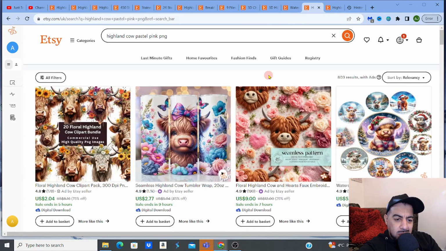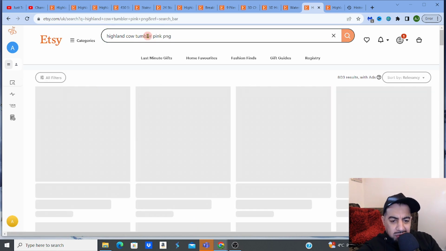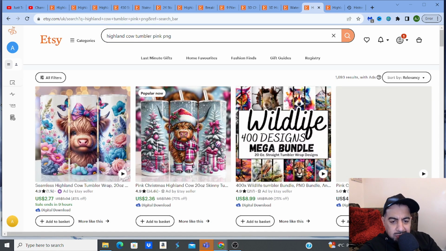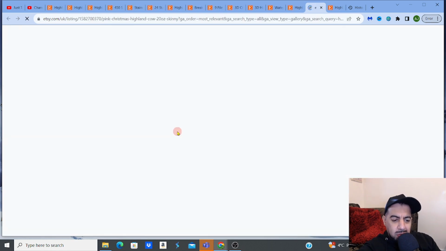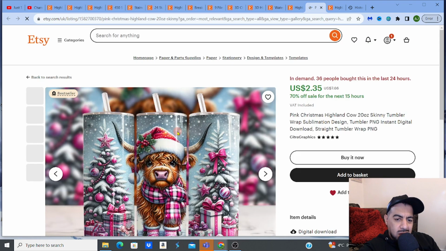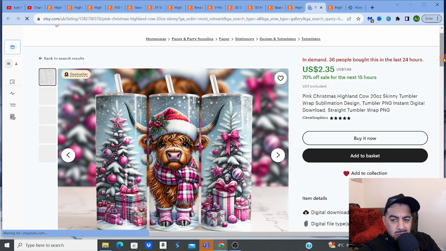Just be aware of this, because I've seen really pastel pink tumbler wraps. So Highland Cow pastel or pink tumbler, let me just do that. They have made a lot of money recently, and I think I may have done a video on it. Let me see. This one, this pastel pink tumbler wrap style with the baby Highland Cow, I believe is doing quite well. Look, 36 people bought in the last 24 hours. Boom, it's a bestseller.